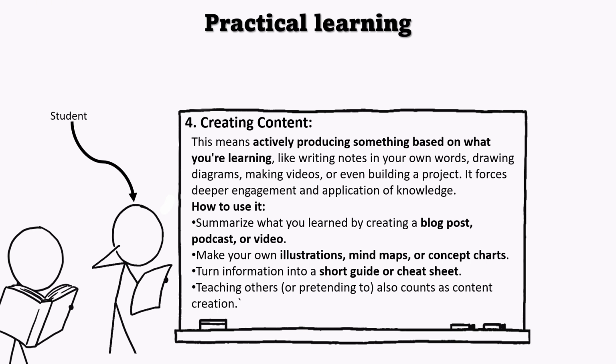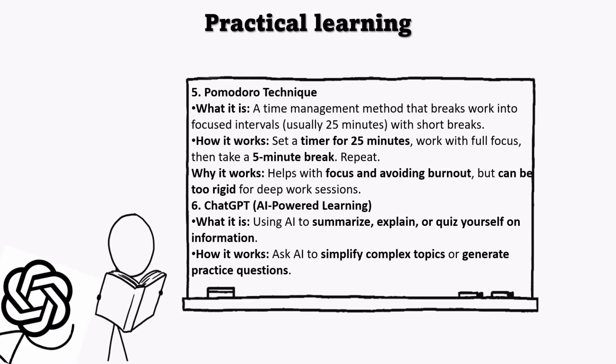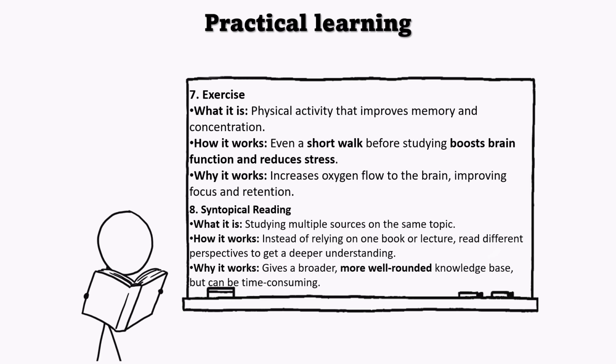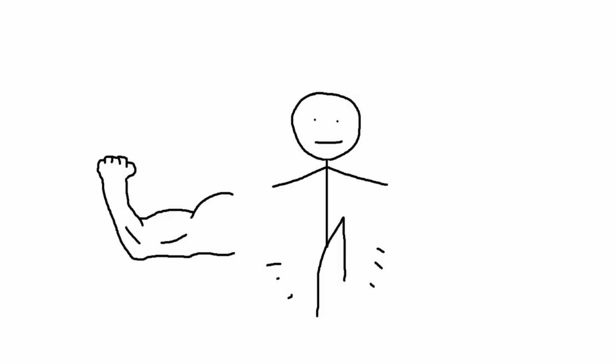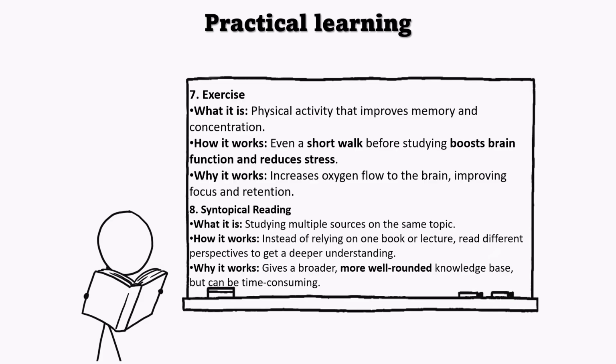5. Pomodoro technique. What it is: a time management method that breaks work into focused intervals, usually 25 minutes, with short breaks. How it works: set a timer for 25 minutes, work with full focus, then take a 5-minute break. Repeat. 7. Exercise. What it is: physical activity that improves memory and concentration. How it works: even a short walk before studying boosts brain function and reduces stress.